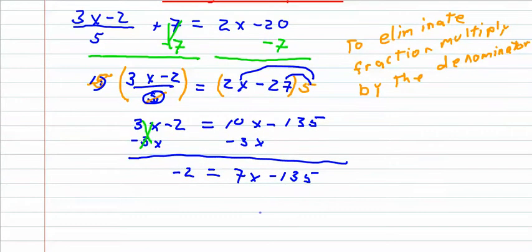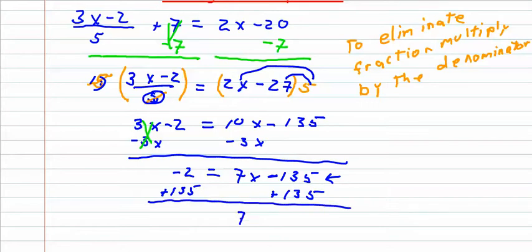Now, I have minus 135 here. I want to get rid of it on the right side, put it on the left side. Since it's subtraction, I do the opposite. Plus 135, plus 135. I do it to both sides. And I end up with 7x equals 133.